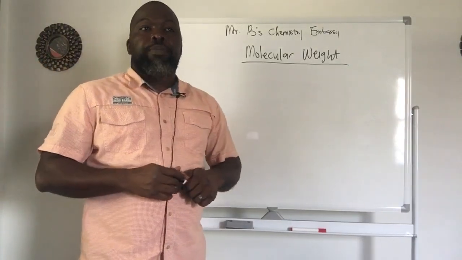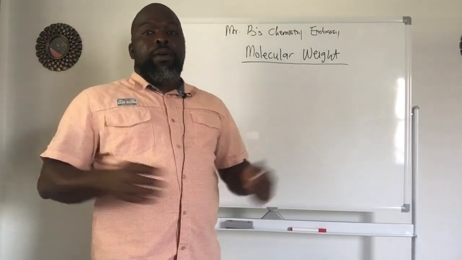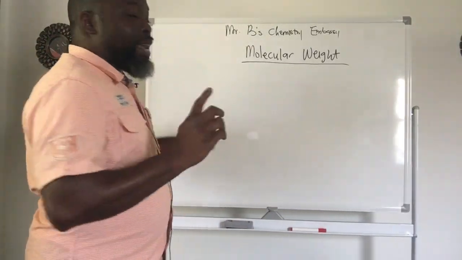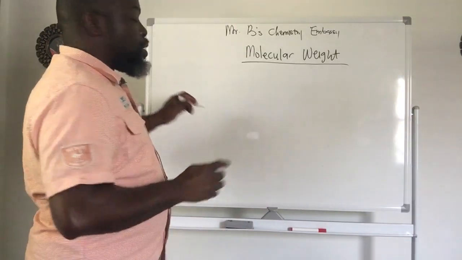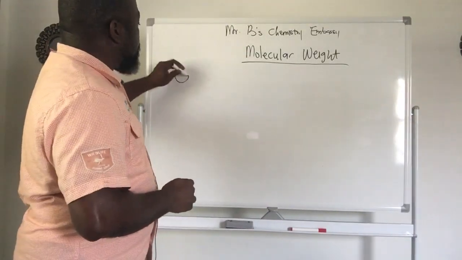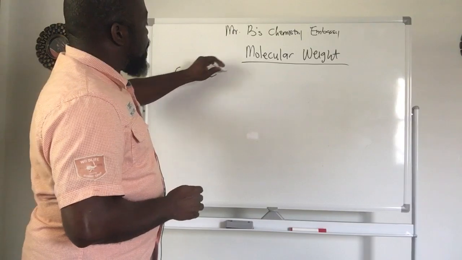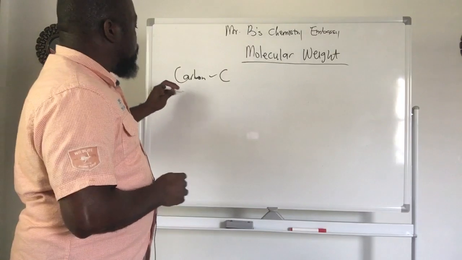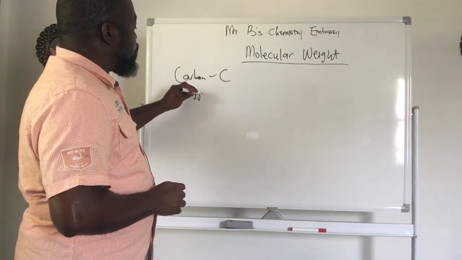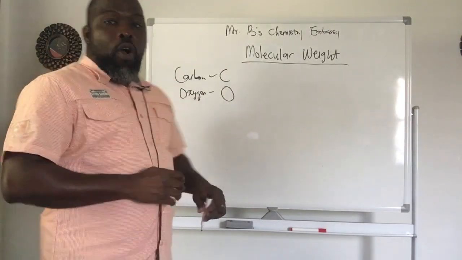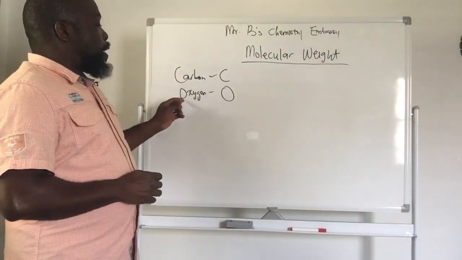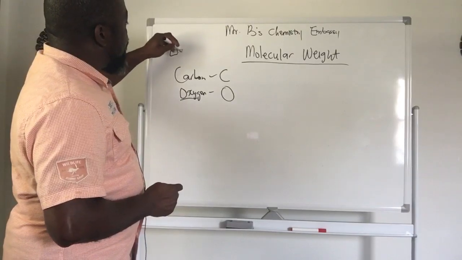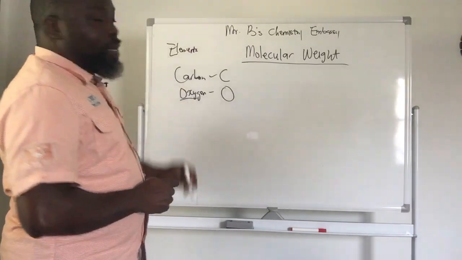In a question they may give you a compound. So if you guys still remember what is an element and what is a compound. An element is a single thing on the periodic table. So let's take an element. Carbon is represented by C. So carbon is an element on the periodic table. Oxygen is represented by O. So oxygen is an element on the periodic table. So these are elements. Then what is a compound?